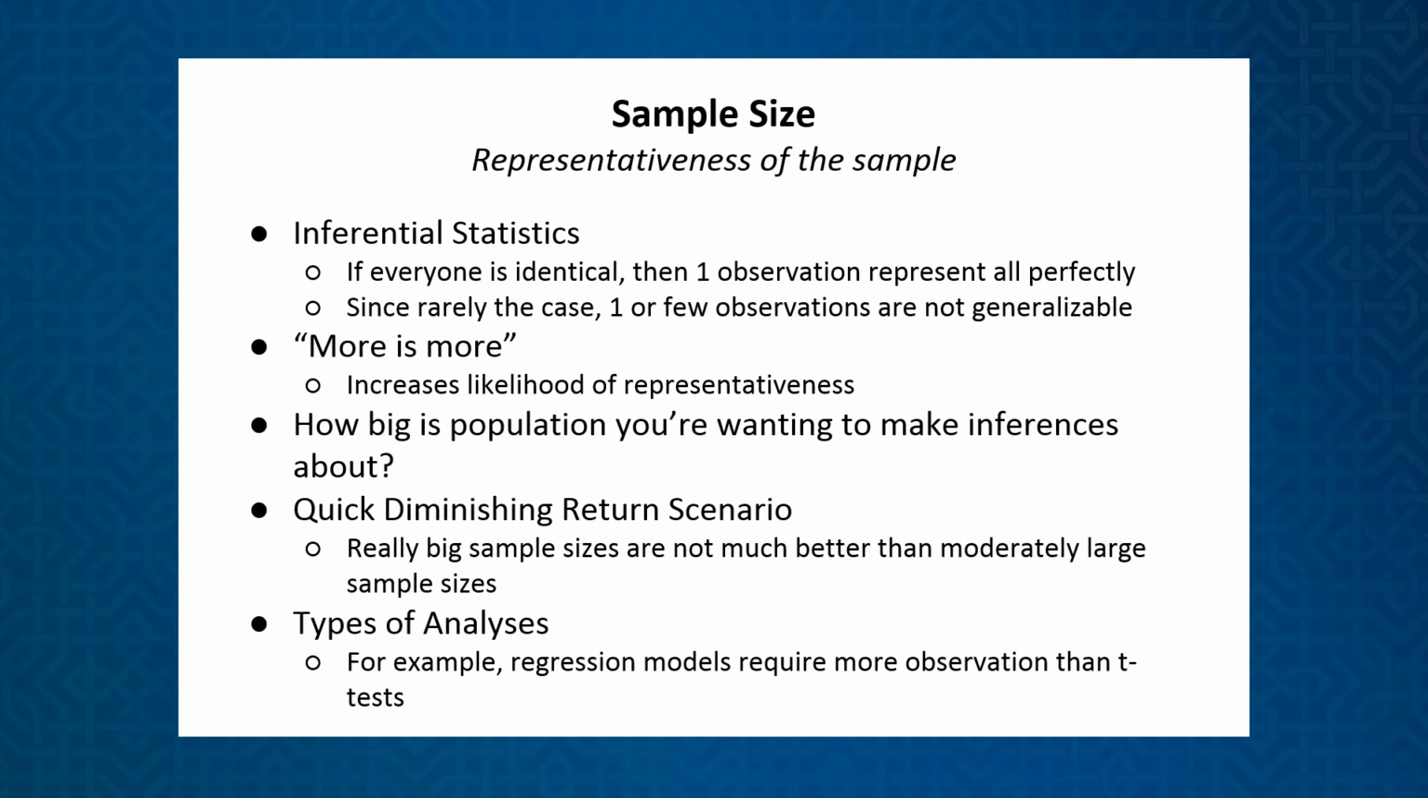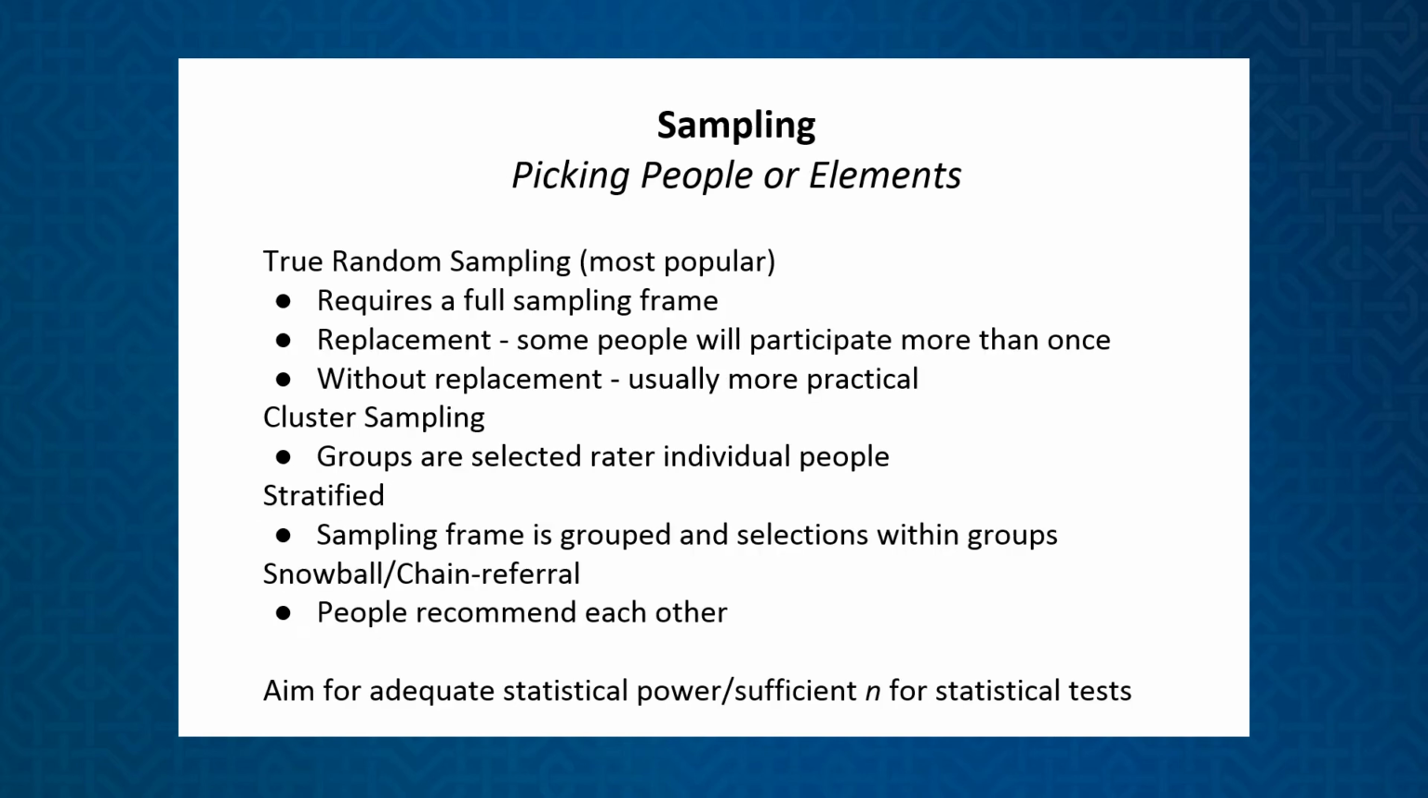You've also got to think about the types of analyses that you're going to run. If you have a regression, which we'll talk about in a minute, you might need more observations than if you have a t-test. So these are all considerations before jumping out and spending a lot of money trying to get a really big sample because you think simply that more is more.